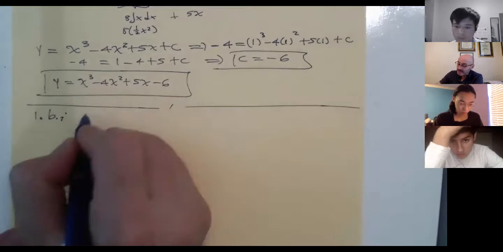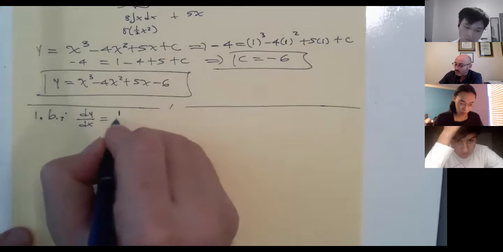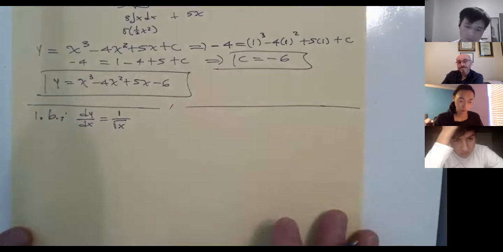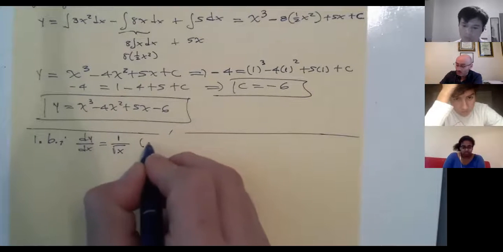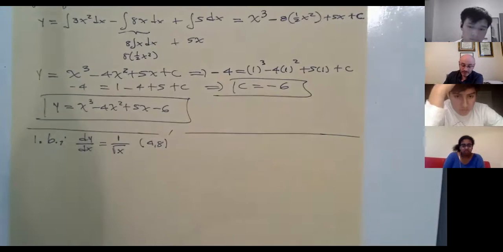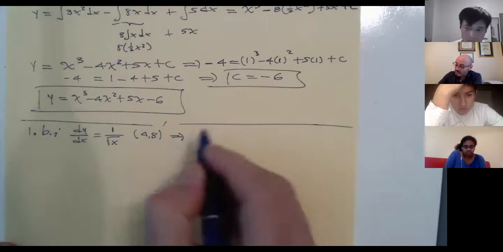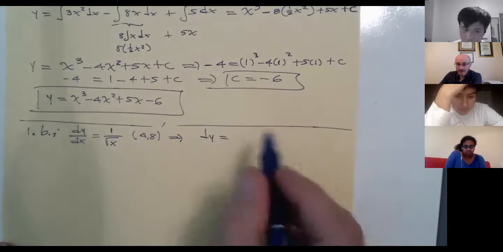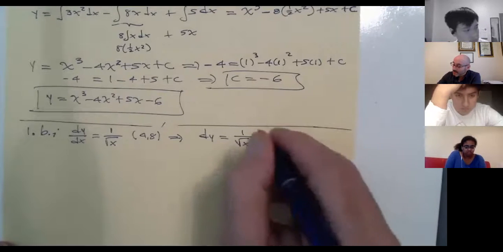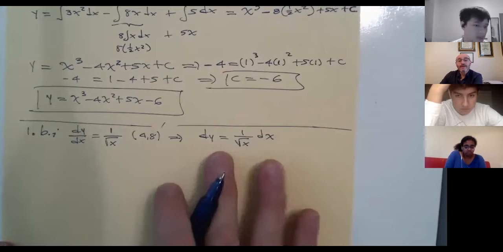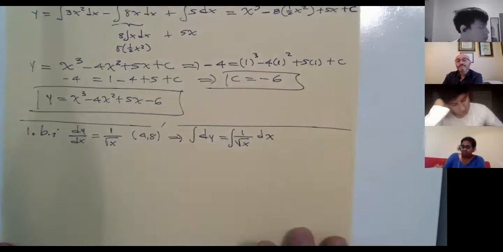1bi says that we have the derivative with respect to x of a curve, which is equal to 1 over the square root of x, and that the curve passes through (4, 8). So we need to find that curve. All right. So same process as before. Separate the variables. dy is going to be equal to 1 over the square root of x times dx. And once you do that, then we integrate on both sides.